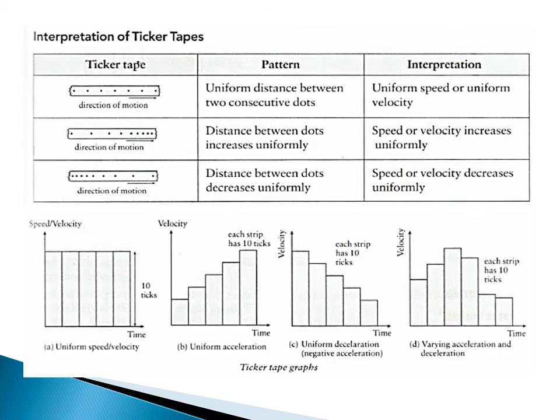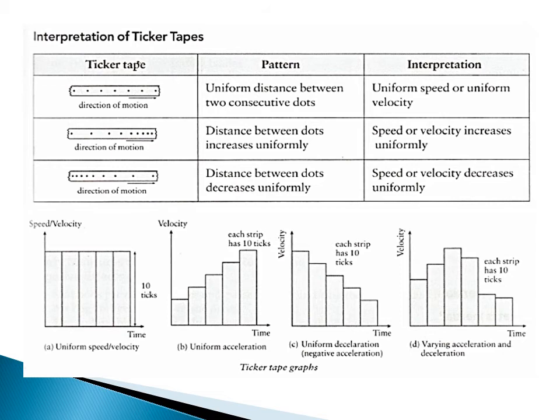Okay, so to interpret the ticker tapes, this is very important because in your SPM, normally they will give you the diagram of a ticker tape. So you have to understand and know how to interpret. So we go for the first one. The direction of movement is from left to right. The pattern, you can see, is a uniform distance between two consecutive dots. From one dot to another dot, the distance between two dots is the same. Interpretation: uniform speed or uniform velocity.